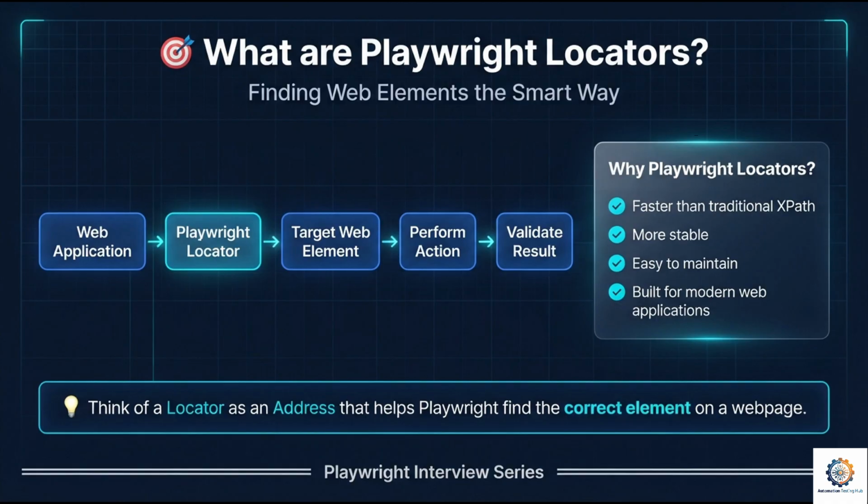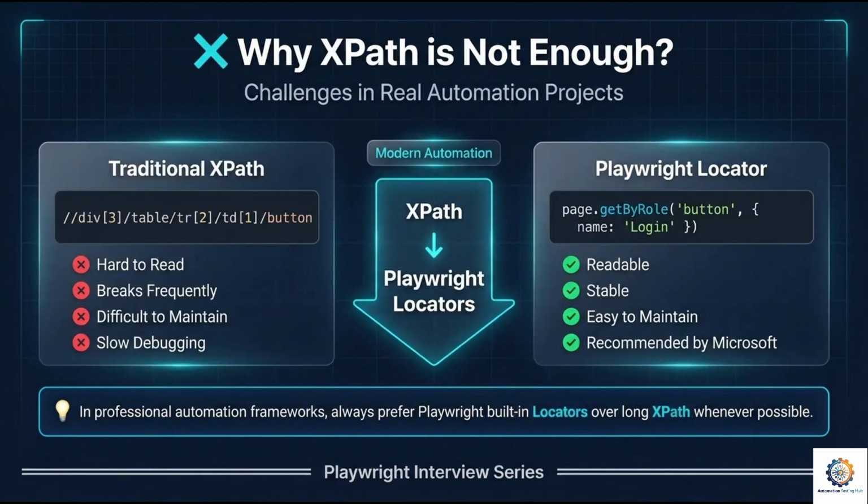That is why modern Playwright projects always suggest using built-in locators. Many beginners still rely on long XPath expressions. The problem is that XPath completely depends on the HTML structure. Even a small UI change can break your automation scripts. Playwright solves the problem using user-facing locators like the getByRole method. They are easier to read, easier to maintain, and recommended by Microsoft itself. If you are building enterprise automation frameworks, always prefer Playwright locators over complex XPath expressions.